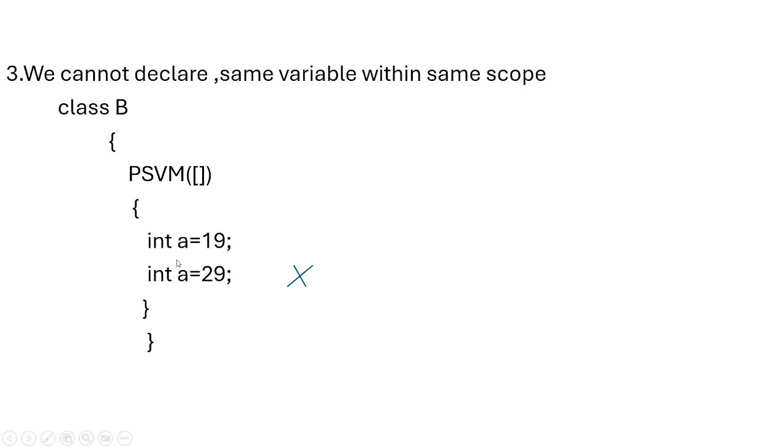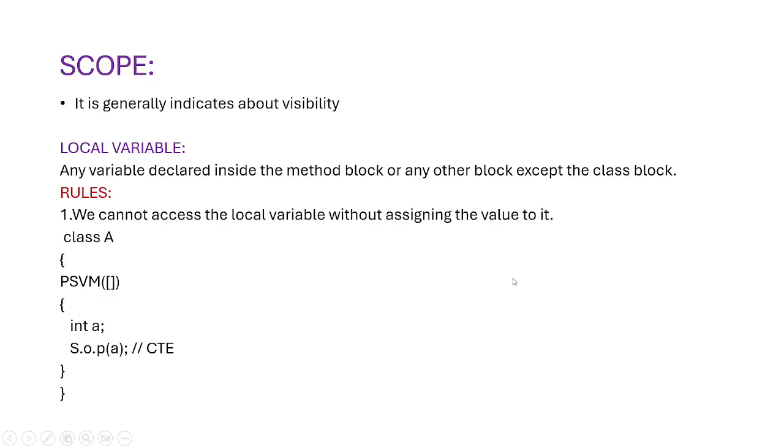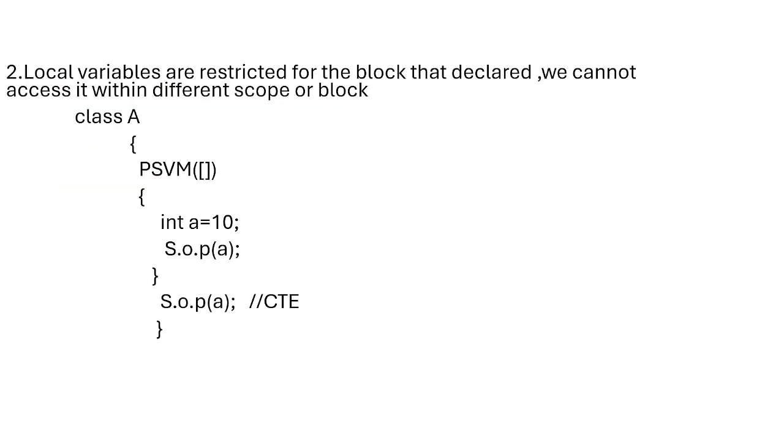And the third point is we cannot declare the same variable twice. Both are the same variable a, but we are storing two values, 19 and 29. The same variable with two values is not possible. We cannot declare the same variable within the same scope block. So these are the 3 rules for the local variable.